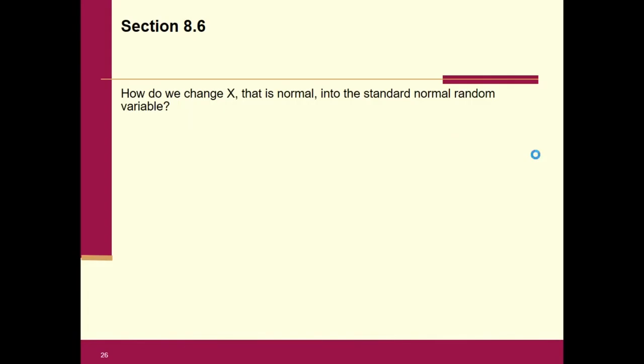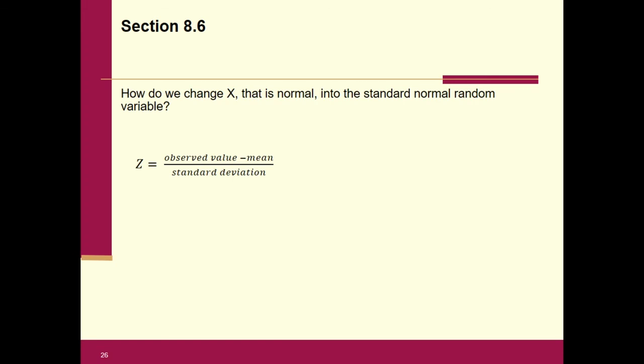How do we change x that is normal into the standard normal random variables? Remember, that was the whole purpose of doing all this: we have a random variable that we're going to call x, and it's normal. It doesn't have a mean of 0 and a standard deviation of 1. Those values are different than 0 and 1. So we have to change that into a z-score and then use our table.